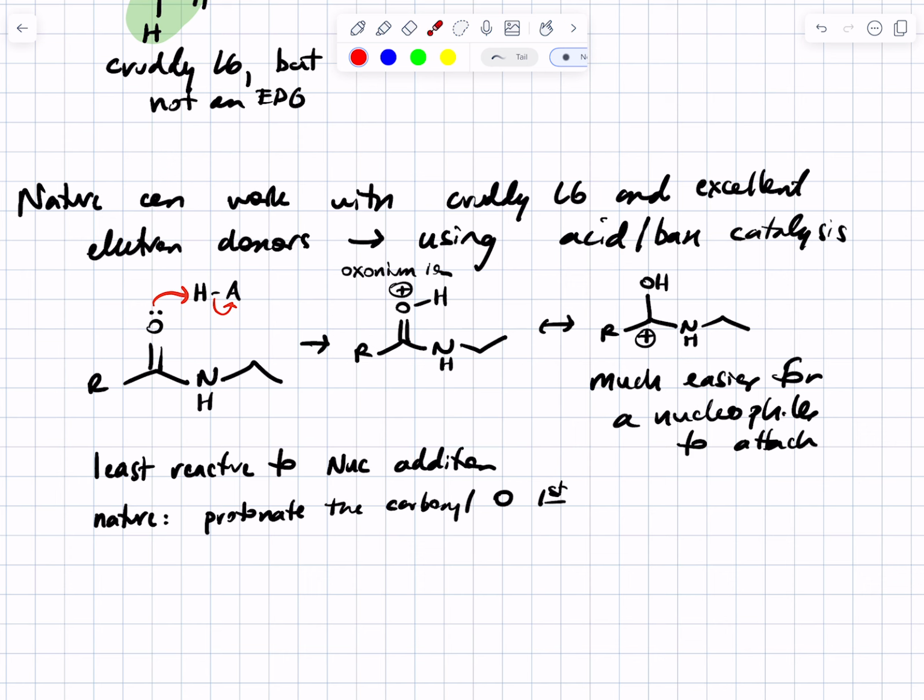So basic themes are good leaving groups promote elimination, poor electron donors promote nucleophilic attack on the carbonyl carbon. You can make a bad leaving group better with a proton transfer reaction, and you can make a not very electrophilic carbonyl compound even more electrophilic if you do proton transfer.